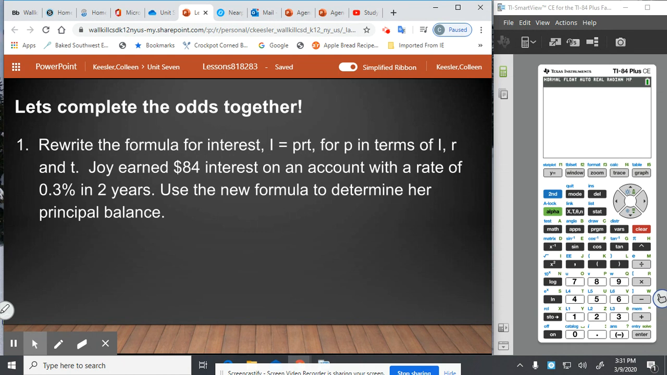Rewrite the formula for interest, I equals PRT, for P in terms of I and R and T. Joy earned $84 interest on an account with a rate of 0.3% in 2 years. Use the new formula to determine her principal balance.